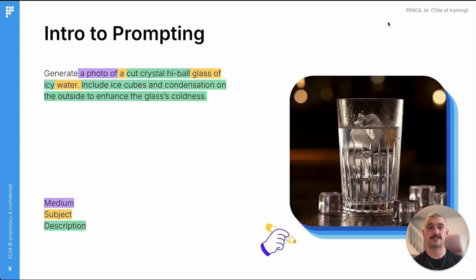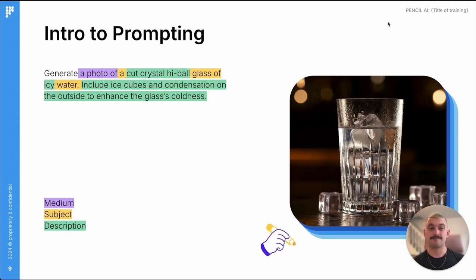So first of all, I'm going to add a description. I've taken this from a photo of a glass of water to a photo of a cut crystal highball glass of icy water. Include ice cubes and condensation on the outside to enhance the glass's coldness. And I've got a much better image. It's still not reading as truly photographic. Particularly the ice cubes around the edge of the glass aren't quite reading true. And it's just not quite what I had in my mind's eye when I set out to create this image.